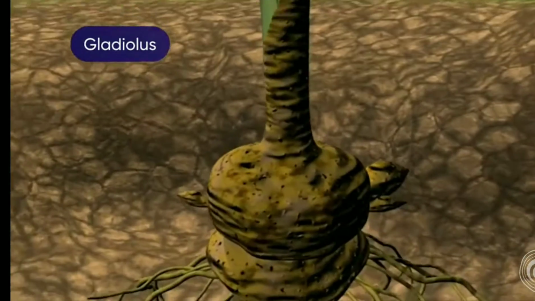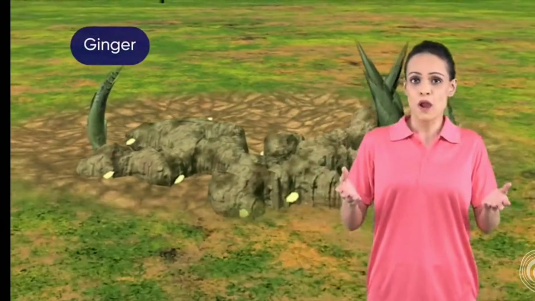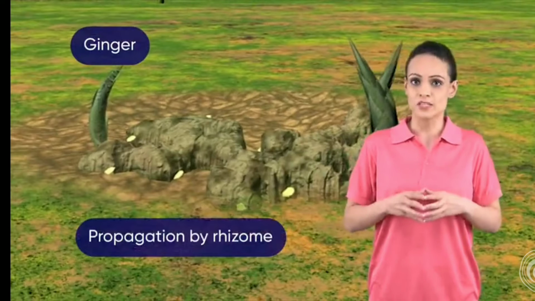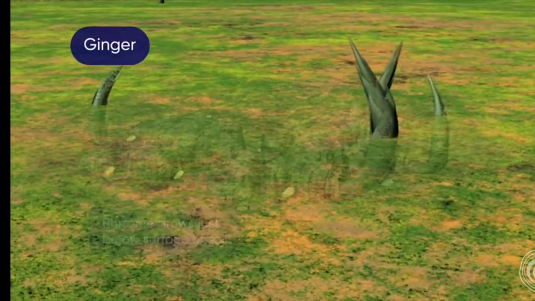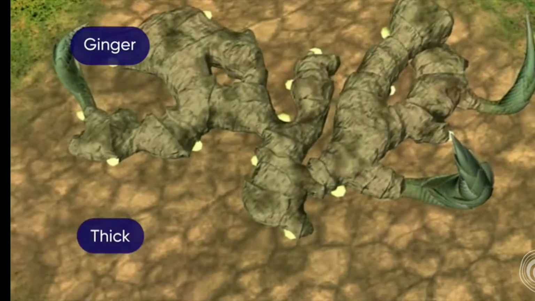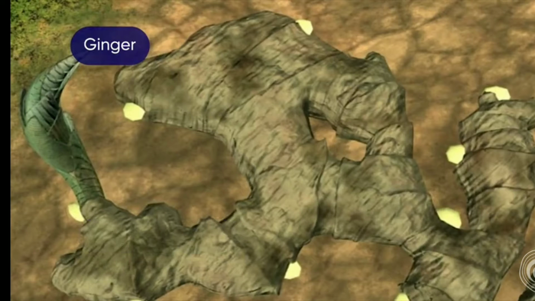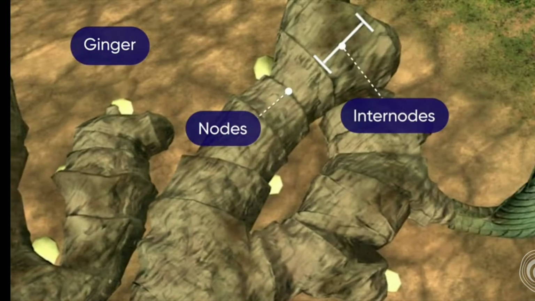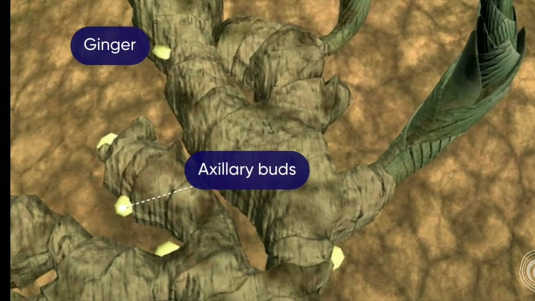Gladiolus grows from fleshy underground stems. The ginger plant propagates vegetatively by rhizomes. A rhizome grows just below the surface of the soil. It is the thick, horizontal stem swollen with stored food. It has nodes and internodes on its surface. Axillary buds are present at the node, which produce foliage leaves.